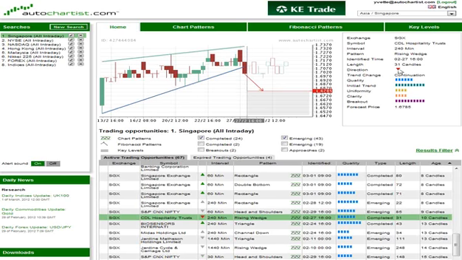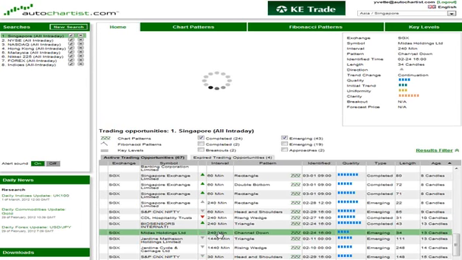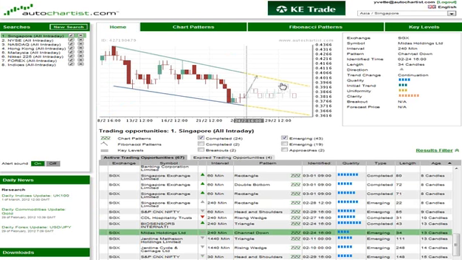For example, I'm just clicking around randomly, looking at these different patterns. So in this case, we have an emerging pattern. It's 13 candles old, but look, the price has almost touched the resistance line.